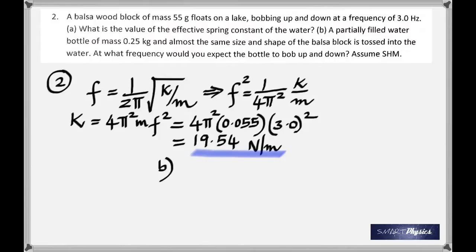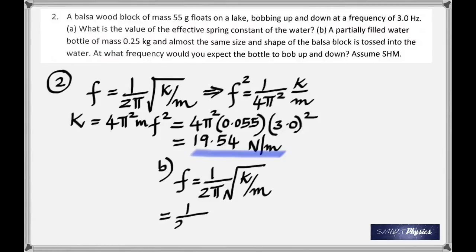In the B part, a partially filled water bottle of mass 0.25 kilogram and almost the same size and shape of the balsa wood is tossed into the water. Now when it says it's almost the same size and shape, that means it has the same spring constant. And this time we have to find the frequency. Frequency is again this formula. K is 19.54. Mass is 0.25 kilogram. So that gives 1.4 hertz.